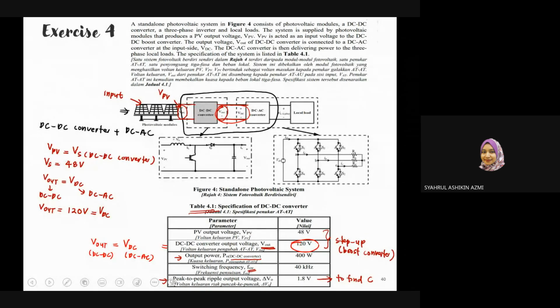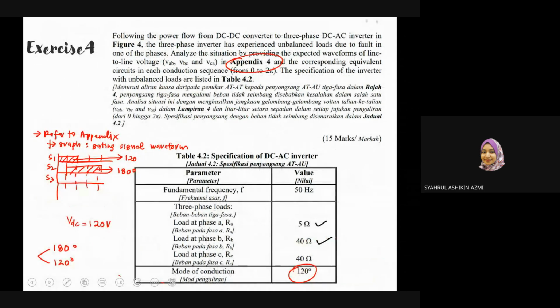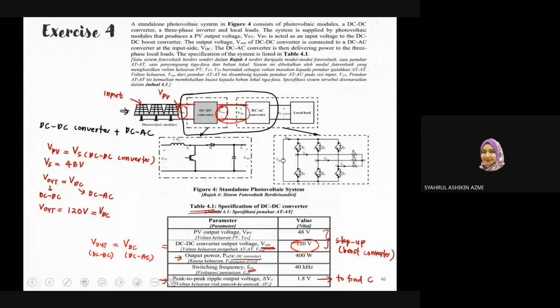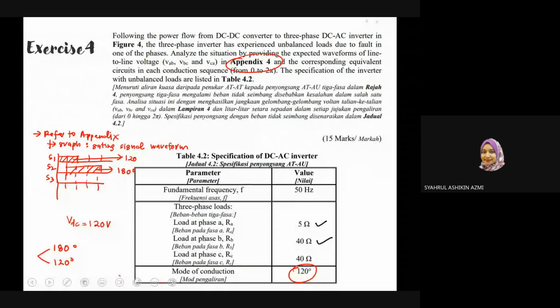Okay, we are going to focus on the inverter. Okay, this is actually the question. Right, this is a continuation from this question. Okay, and this question mentions that this three-phase inverter experiences an unbalanced load. Okay, what you need to do is provide the expected waveform of the line-to-line voltage in appendix form. So the appendix form will be given.